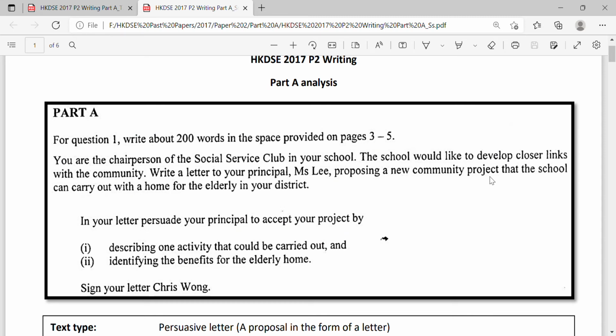It's a community project that the school can carry out, and the targets seem to be the elderly in an elderly home in your district, because your school wants to develop a closer link with the community.